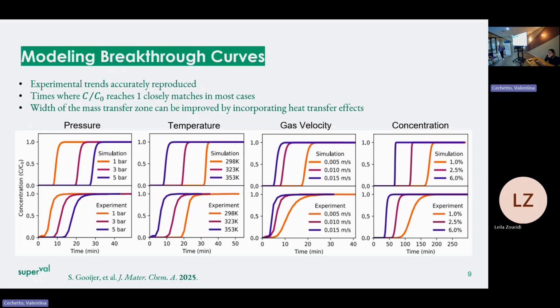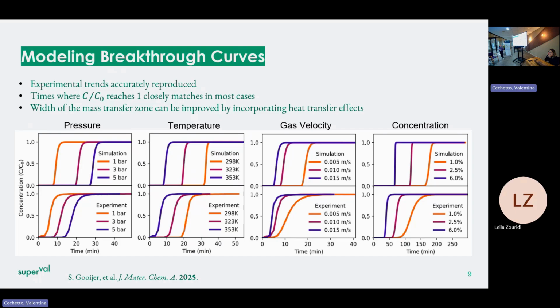Where we still can improve is the width of the mass transfer zone, so the point at which the CO2 starts to break through, and the shape of the curve. We are looking into multiple factors. Right now, the model we use is still quite simple, so it uses a few assumptions. One of the most important ones, I guess, for CO2 is that it's an isothermal model that we used, and CO2 adsorption generates heat. So this can actually have quite a large effect.